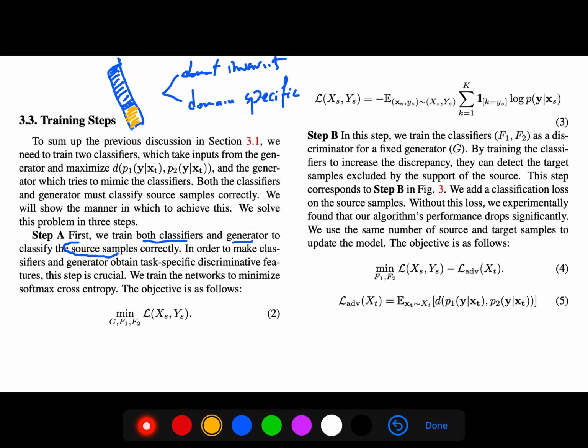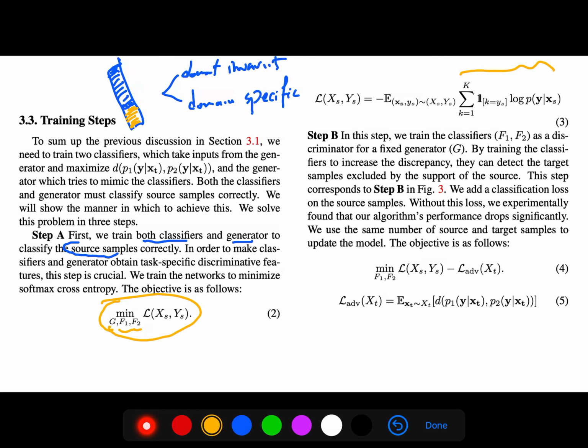So step A, as I said, we train both classifiers for the source. As you see, F1 and F2 have parameters, and G, the generator, has parameters. So we have this loss, which is the expectation of the log of the probability of Y given XS.